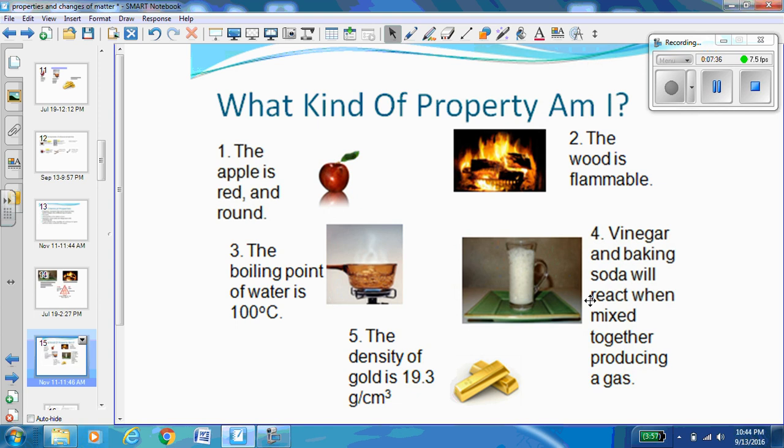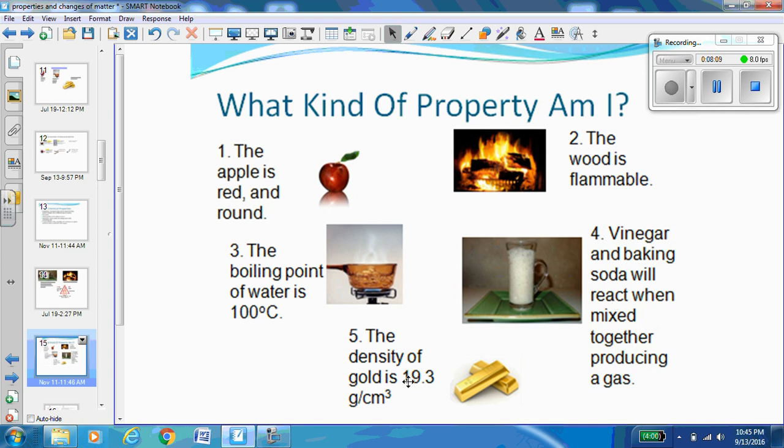Okay? Number 4, vinegar and baking soda will react when mixed together, producing a gas. This is going to be a chemical property. And look for key words, especially when you are trying to determine what type of property. A really good keyword for chemical properties is definitely the word react. That word will show up often when we're describing different characteristics of matter. So anytime that a substance is reacting with another substance, that is always going to be something chemical that's occurring. It's producing something new that you originally did not have.